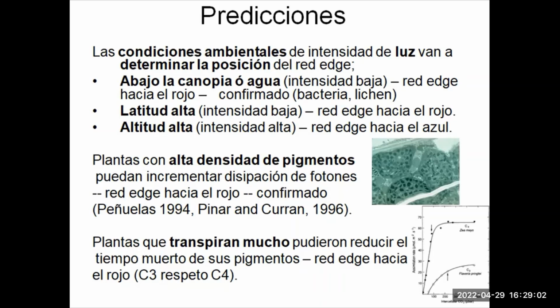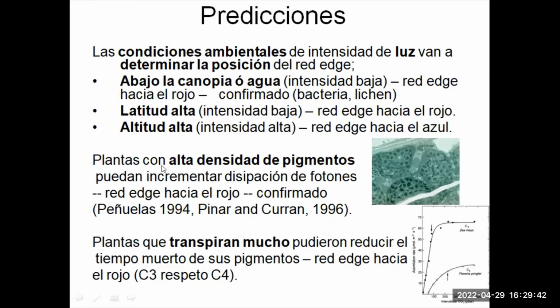If we go to high altitude, we have a higher intensity of light because we have less absorption in the atmosphere, so the red edge would move towards the blue. So these last two predictions can be verified. We have really a way to check our theory by comparing the red edge of plants at high latitude and high altitude and looking to see exactly where the red edge falls.